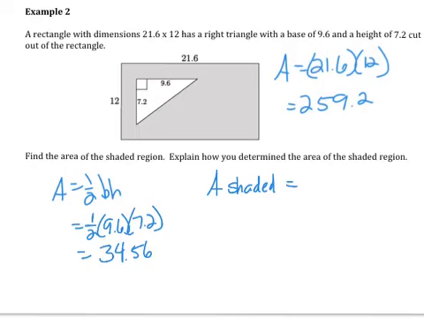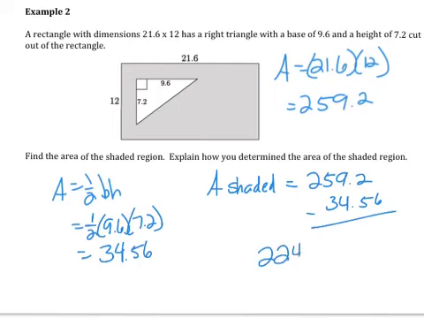So the area of the shaded region is the area of the entire rectangle minus anything that is overlapping with the rectangle, and that's the triangle, 34.56. So this one is 224.64. That demonstrates the second property of areas: they can be subtracted when you have overlap.